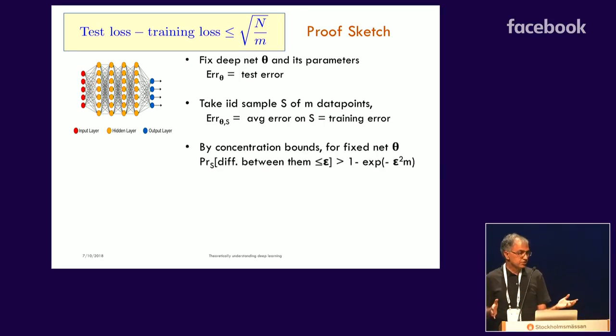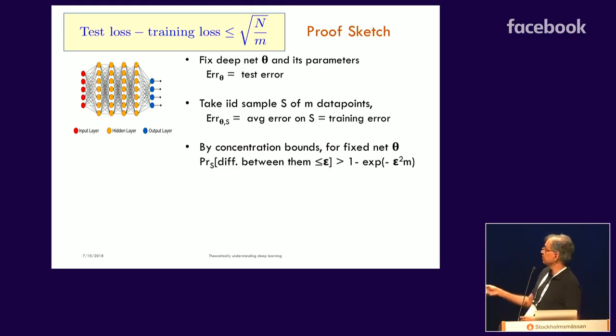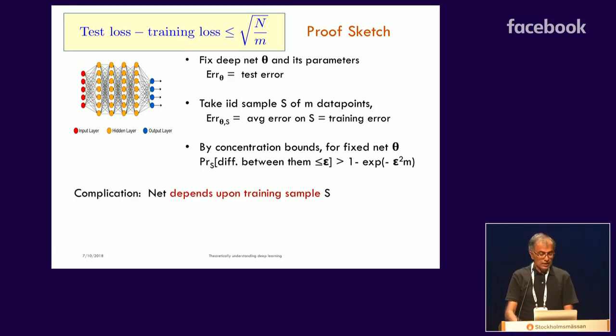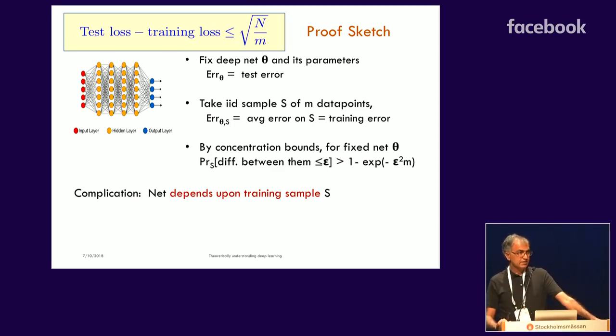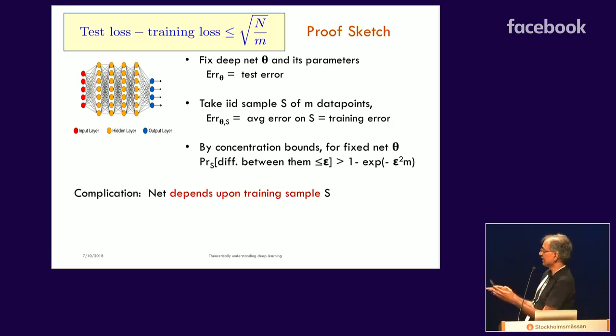Now, by probability concentration bounds, because you took a large sample, we know that the probability that the difference between the estimate of the test error on this sample and the true test error is less than epsilon is almost 1. So 1 minus exponential to the minus epsilon squared m. That's the standard concentration bound. Now, the complication is that in this experiment, we switched the order, right? We fixed the deep net first, and then we took the samples. Of course, in training, you do the opposite. You first take the training samples, and then you find the best deep net. So this analysis doesn't quite work, because the theta depends on the samples.